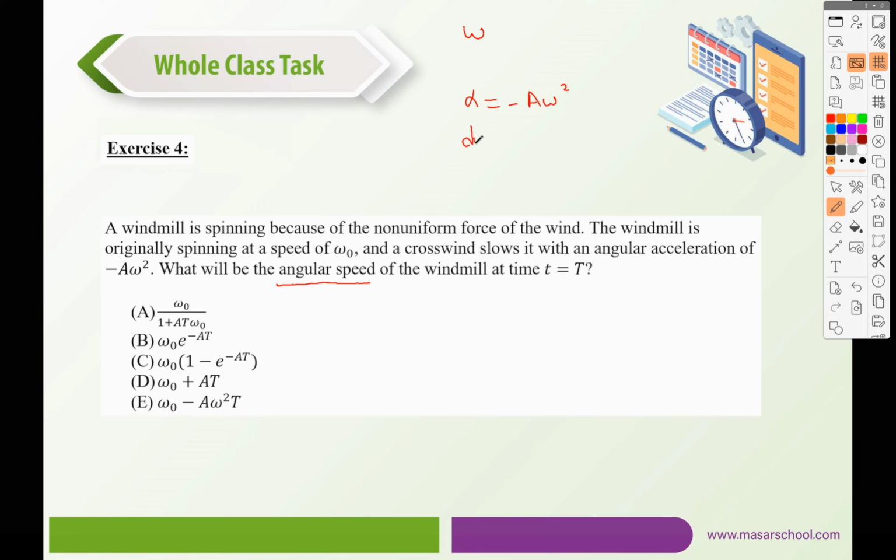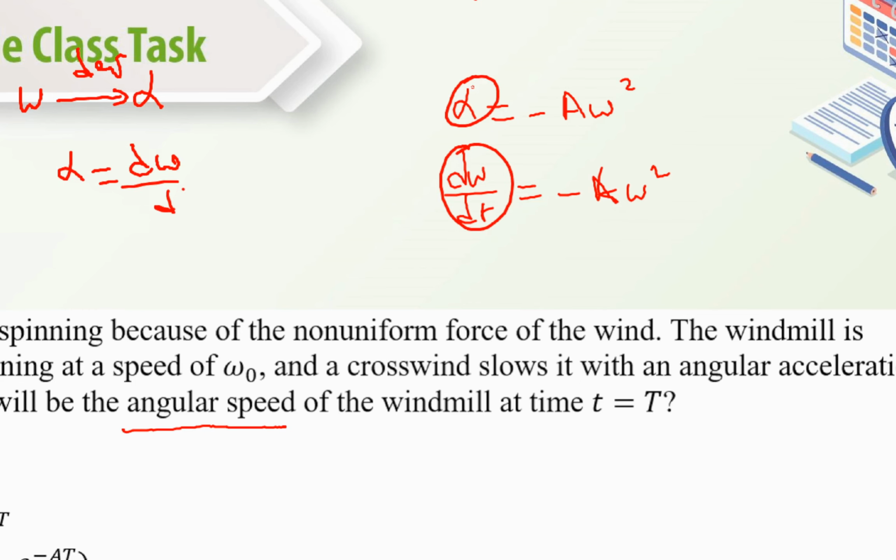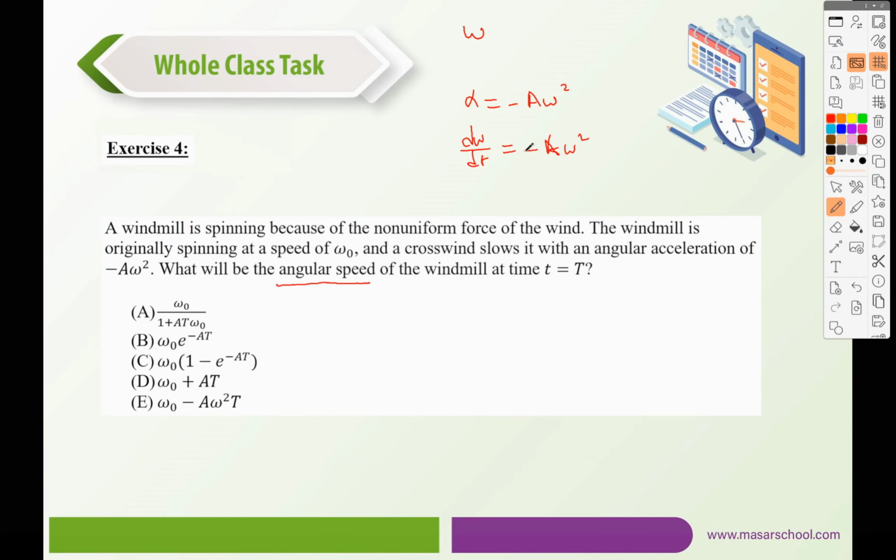Alpha is given by d omega over dt. So here I have replaced alpha by its differential form given by d omega over dt, because we know that omega is related to alpha by derivative, which means that alpha is equal to d omega by dt. Now this can be solved by the separation of variables, like the differential equation we used to solve for the drag force. Then we can say d omega divided by omega square is equal to minus a multiplied by dt.